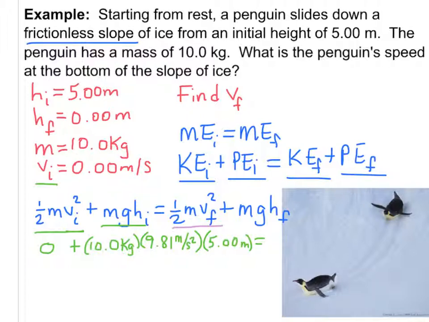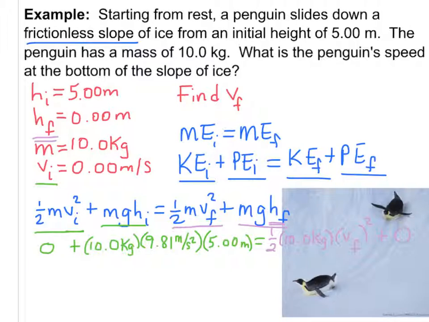My final kinetic energy is going to be 1/2 times the mass, 10.0 kilograms, times the final velocity squared, which I don't know. That's the term I want to find out. My final potential energy, realize my final height is 0. So the term here will end up being 0 as well.